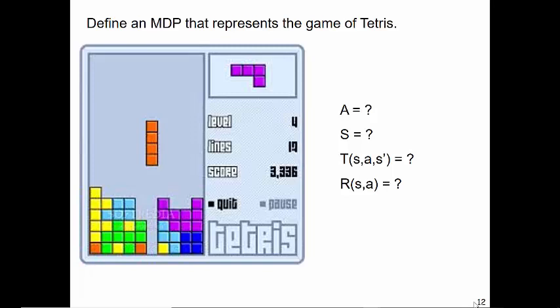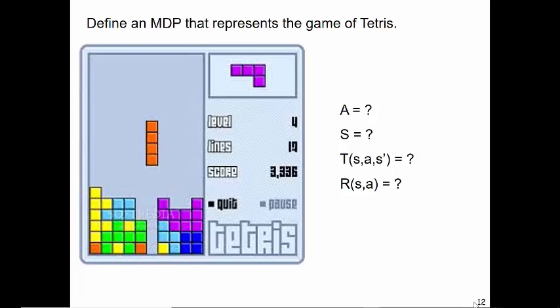So how about the state space? This is a little trickier. When you're trying to figure these things out, it's useful to think about what if I was writing a simulator for Tetris. What would be the data structure I need to keep track of the state of Tetris and update it every step? That's exactly what you need to do to specify an MDP. So what components does the state space have?